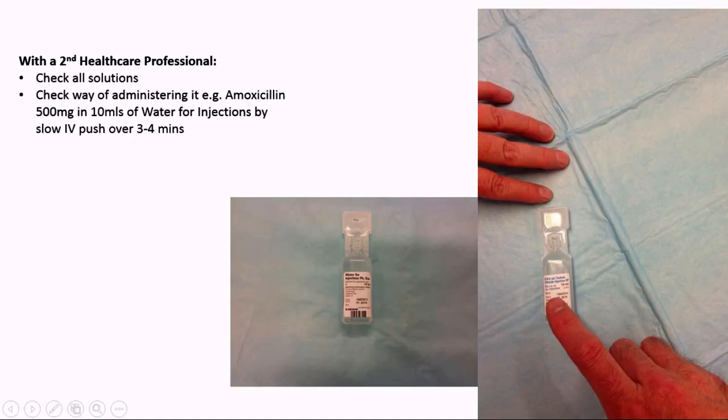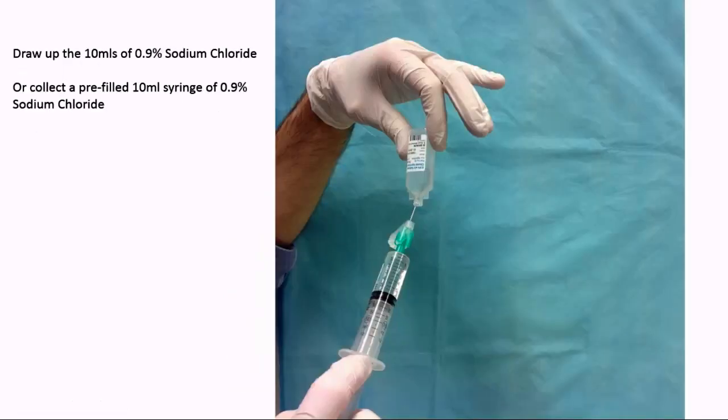Then go on and check all the solutions with the second healthcare professional again. So check the water for injections, which is going to be used to reconstitute and administer the drug, and check the 0.9% sodium chloride. Also mention to them how you intend to give the drug. So in the case of amoxicillin, 500 milligrams, you're going to reconstitute using 10 mils of water for injections and give it by a slow IV push over 3 to 4 minutes.